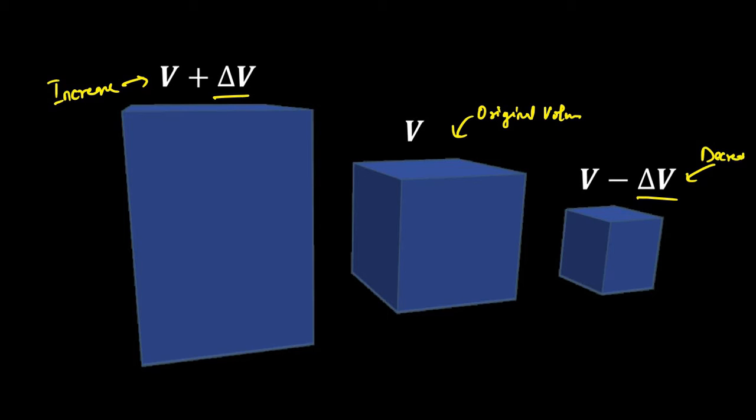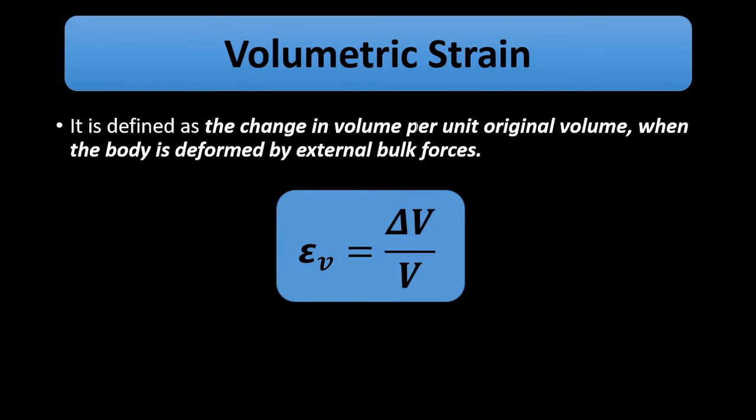So here the parameter which is changing is volume. So volumetric strain is change in volume, delta V, whether it is increase or decrease, it doesn't matter, to the original volume, V. This is volumetric strain, epsilon subscript V. So change in volume per unit original volume, that is volumetric strain, epsilon V.